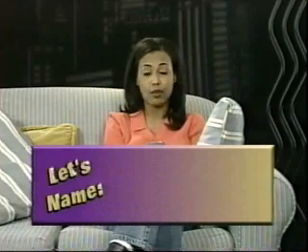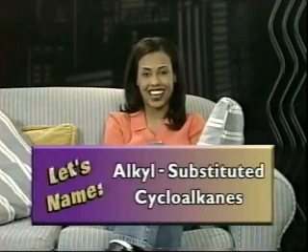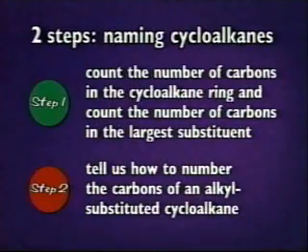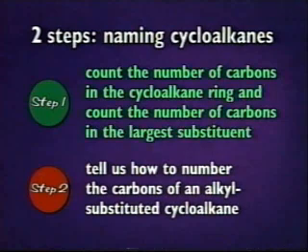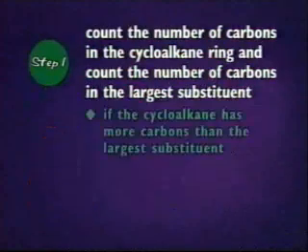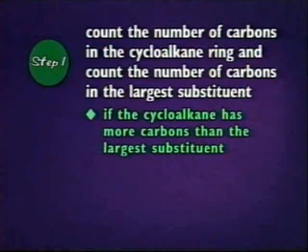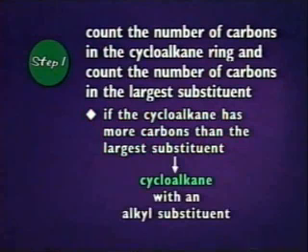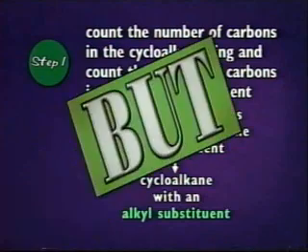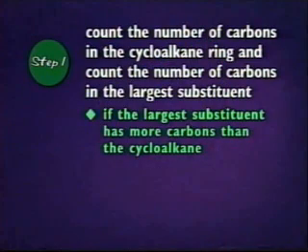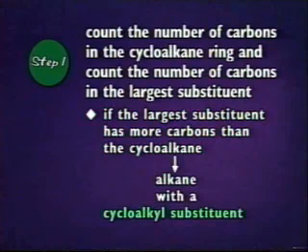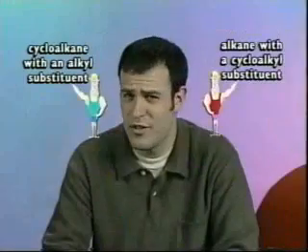Real quickly, let's name some alkyl substituted cycloalkanes. There are only 2 steps to naming cycloalkanes. Step 1. Count the number of carbons in the cycloalkane ring and count the number of carbons in the largest substituent. If the cycloalkane has more carbons than the largest substituent, we would name that molecule a cycloalkane with an alkyl substituent. But if the largest substituent has more carbons than the cycloalkane, we name the molecule as an alkane with a cycloalkyl substituent. Do you see the difference?